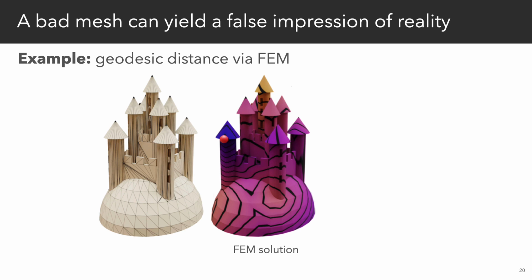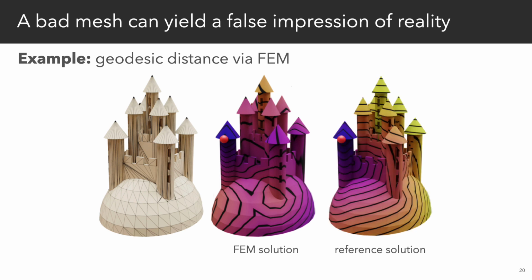So here's an example where we compute geodesic distances on a mesh with skinny triangles using a finite element solver. And notice that the FEM solution actually doesn't match the reference at all because of poor quality triangles.